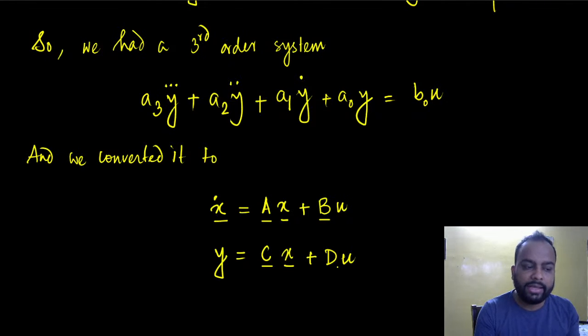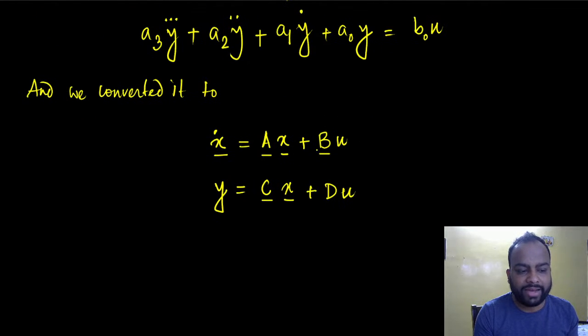Okay, and only based on the order and based on what parameters you have, only the values of matrix A, matrix B, matrix C and matrix D will change. Okay, A, B, C, D, these matrices, the values will change. Only these values will change, nothing else will happen.